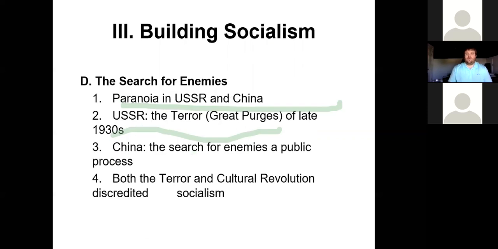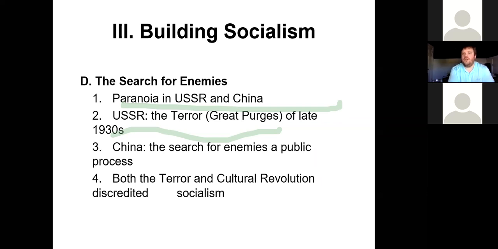Within this, there was a search for enemies throughout each one of them. Within the Soviet Union and China under Stalin and Mao, there was a whole bunch of paranoia. There was fear that important communists were corrupted by bourgeois ideas. They became class enemies, and there was a fear of vast conspiracies by these class enemies and foreign imperialists. These end in massive executions. The numbers are in the millions in terms of the amount of people that the Soviets and the Chinese both execute within their own party.